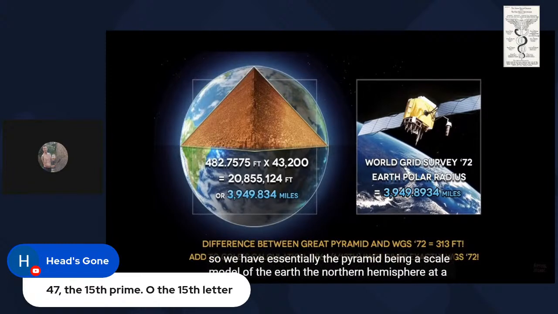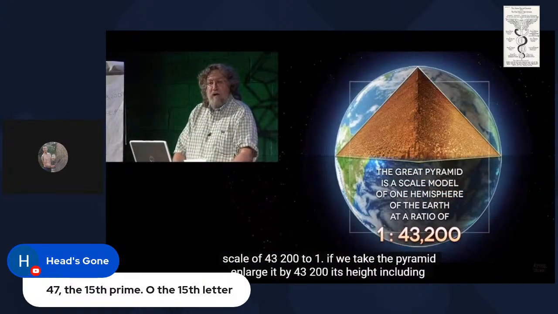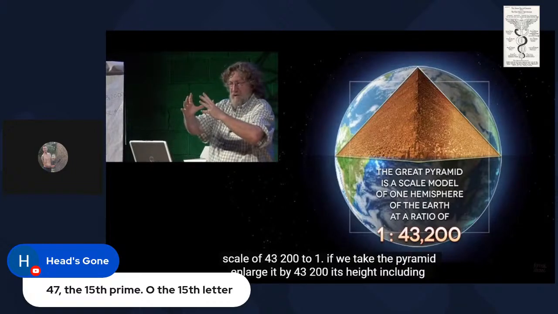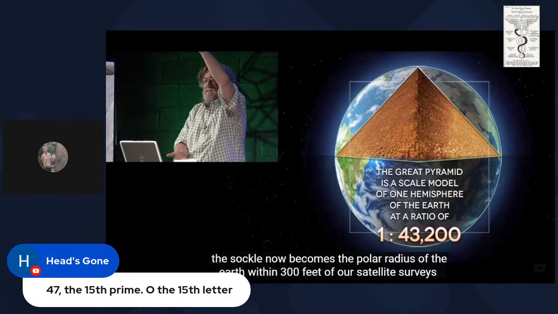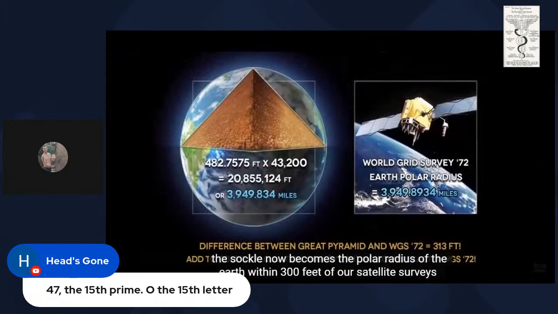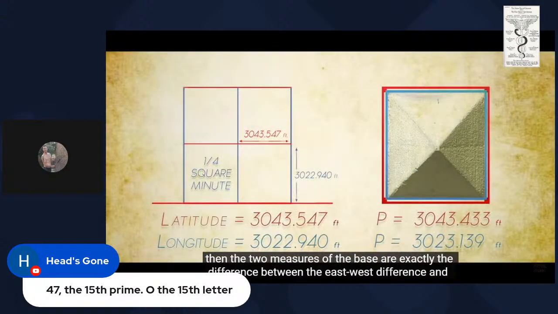So we have essentially the pyramid being a scale model of the Earth, the northern hemisphere, at a scale of 43,200 to 1. If we take the pyramid, enlarge it by 43,200, its height, including the socle, now becomes the polar radius of the Earth within 300 feet of our satellite surveys. Then the 2 measures of the base are exactly the difference between the east-west difference and the north-south difference at a square minute at the equator.